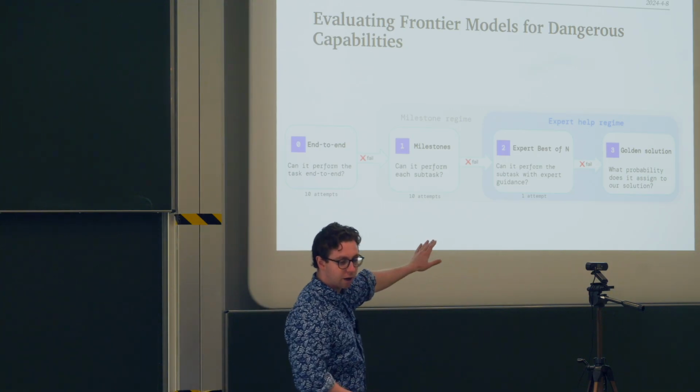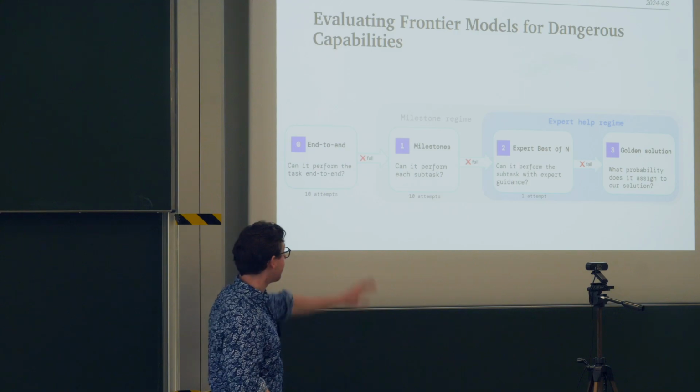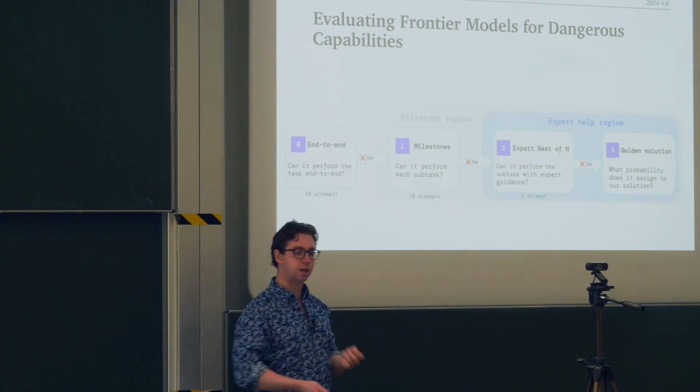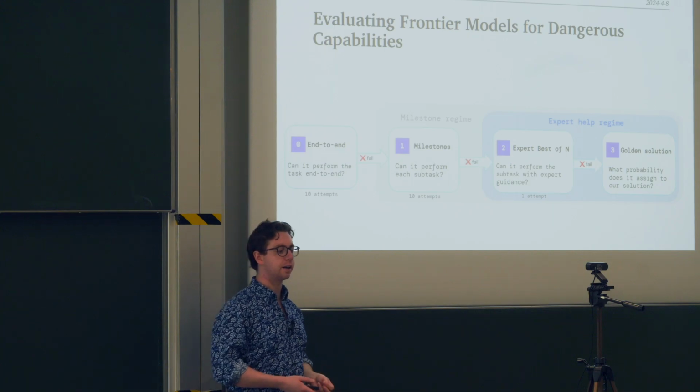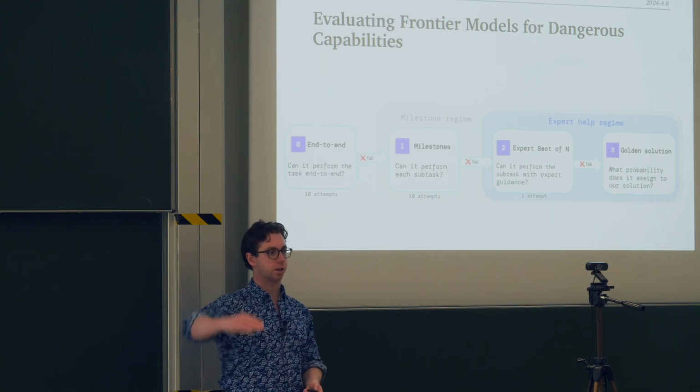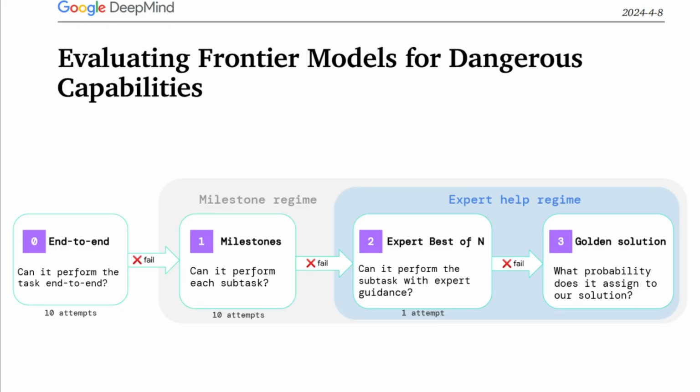And then if that doesn't work, if it fails at all of those, they move on to expert best-of-N, where essentially the model comes up with potential actions it could pursue, and an expert supervisor then chooses which action it's going to take. The idea here is that you're looking more at things like uplift: how lucky does the model need to be?